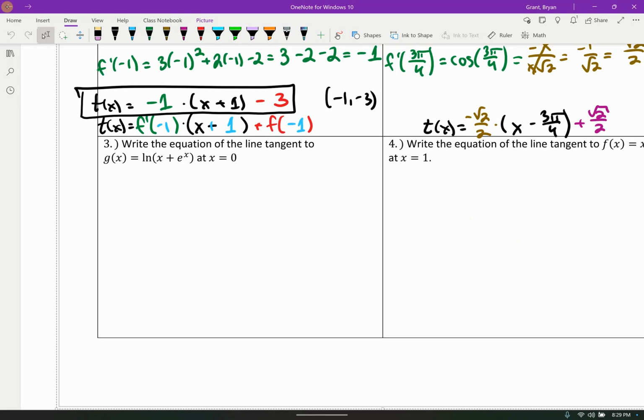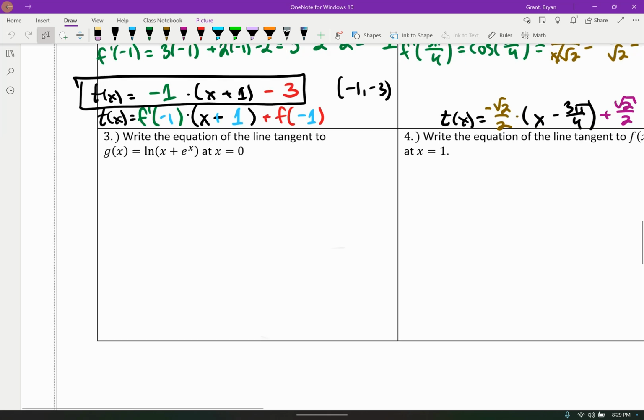All right, so now that we got how to check to see if your tangent line is right out of the way, let's look at 2 more of these. I picked these last 2 because I thought they were kind of some fun derivatives and you might end up with some interesting results. So let's look at 3.